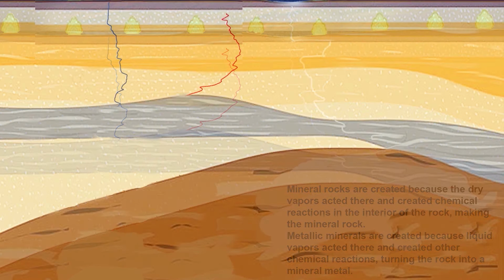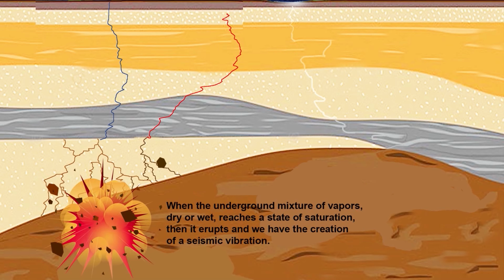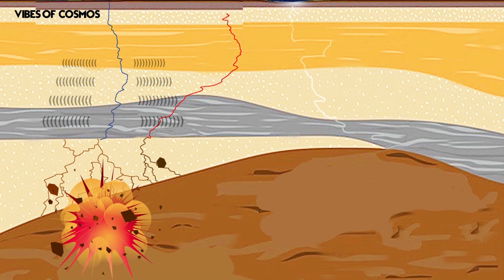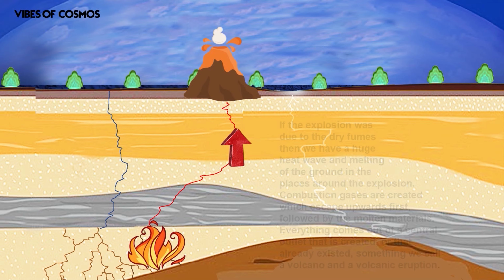When the underground mixture of vapors, dry or wet, reaches a state of saturation, then it erupts and we have the creation of a seismic vibration. If the explosion was due to the dry fumes, then we have a huge heat wave and melting of the ground in the places around the explosion. Combustion gases are created which escape upwards first, followed by the molten materials. Everything comes out of a central outlet that is created, or that already existed, something we call a volcano and a volcanic eruption.